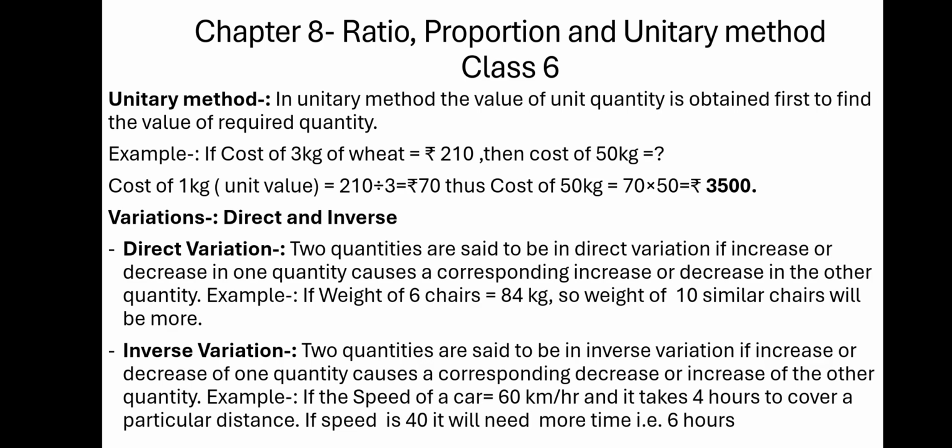Now variations. There are two types of variations, direct and inverse. Direct variation. Two quantities are said to be in direct variation if an increase or decrease in one quantity causes a corresponding increase or decrease in the other quantity. Example, if the weight of 6 chairs is equal to 84 kg, the weight of 10 similar chairs will be more. So as one quantity increases, the other also increases in direct proportion or variation.